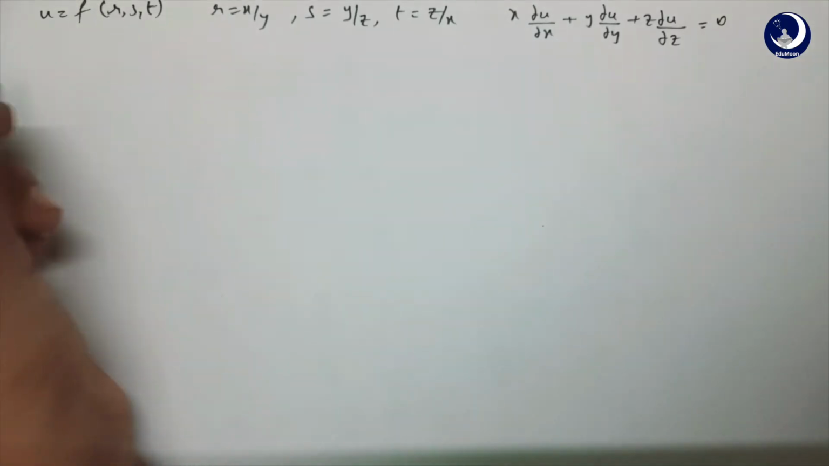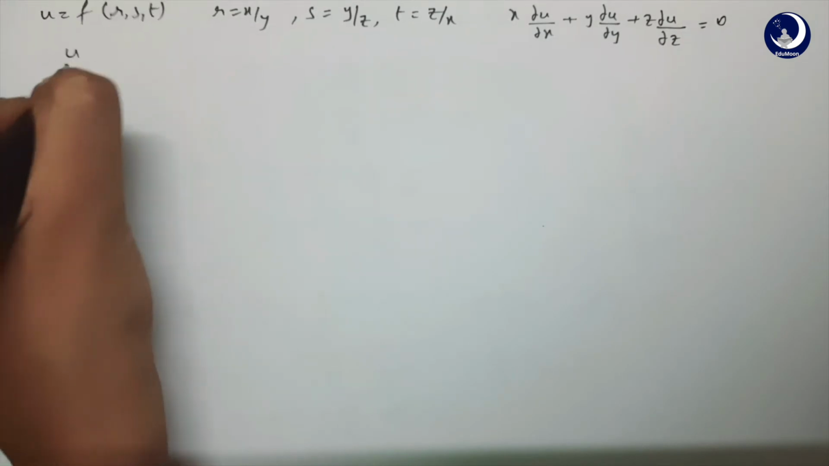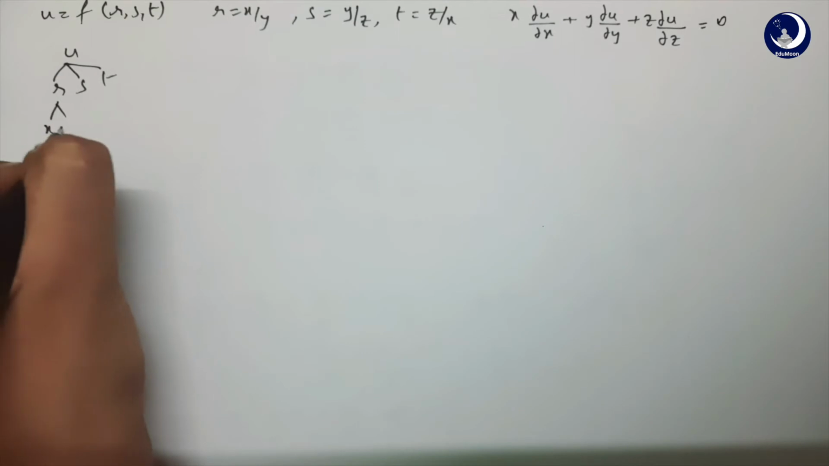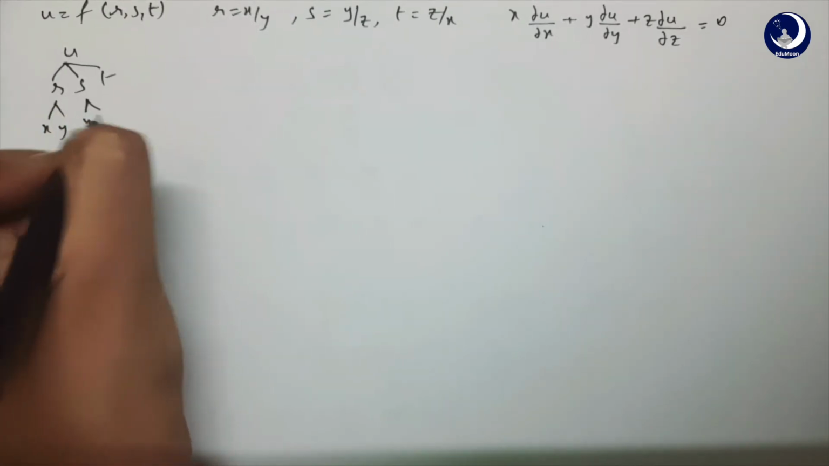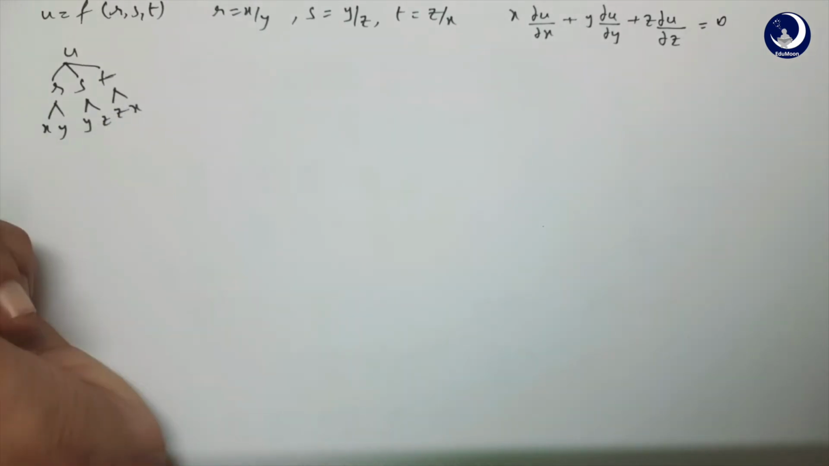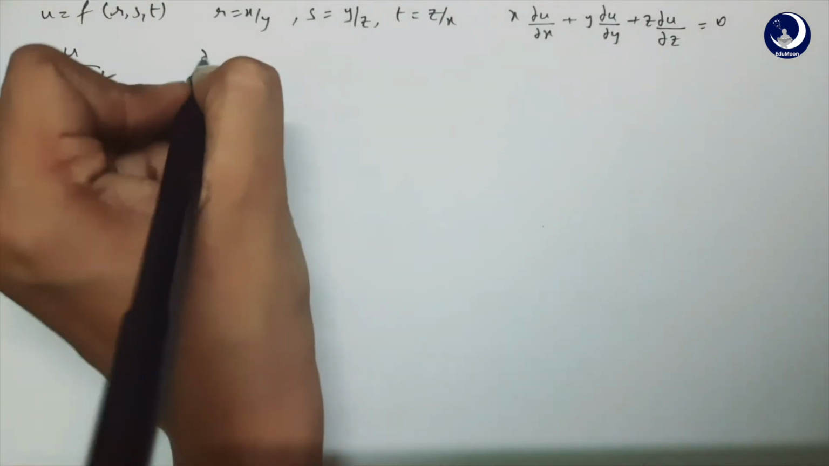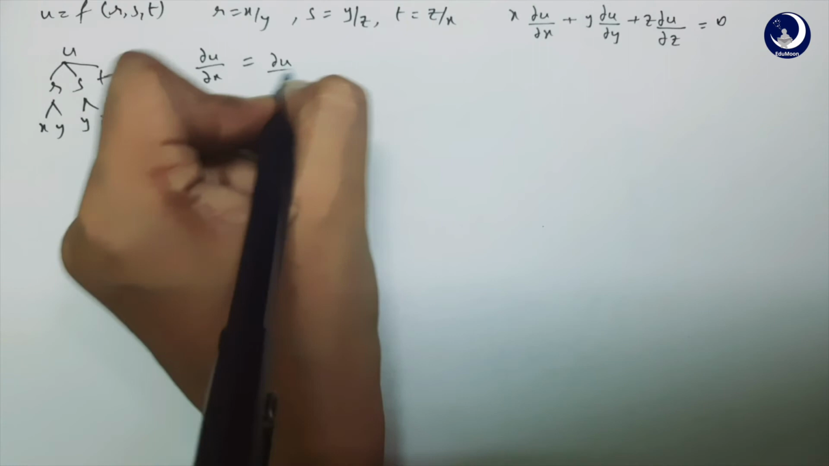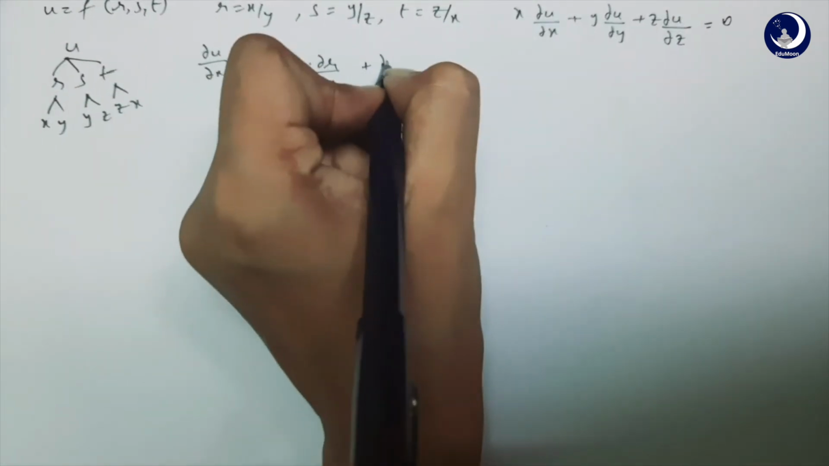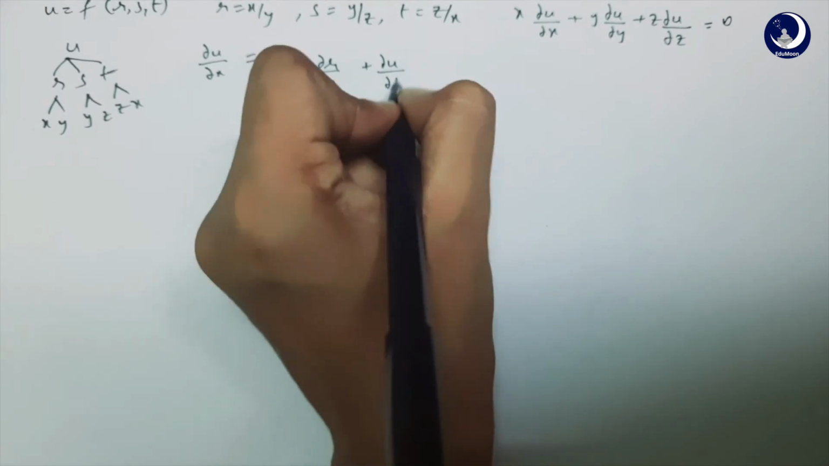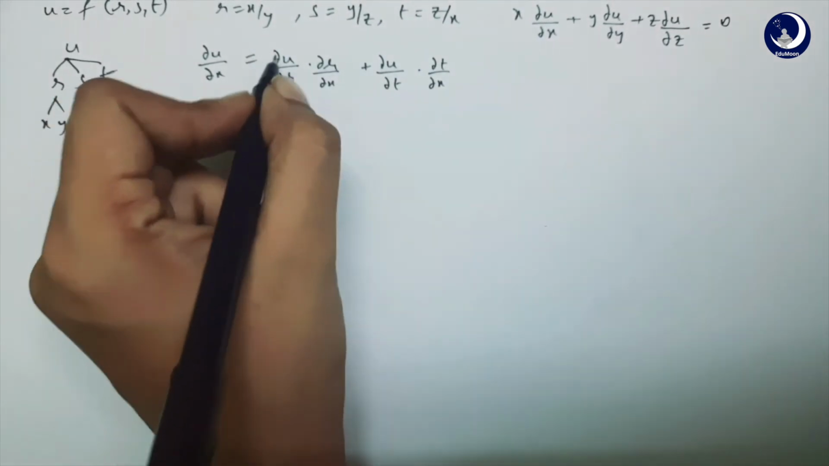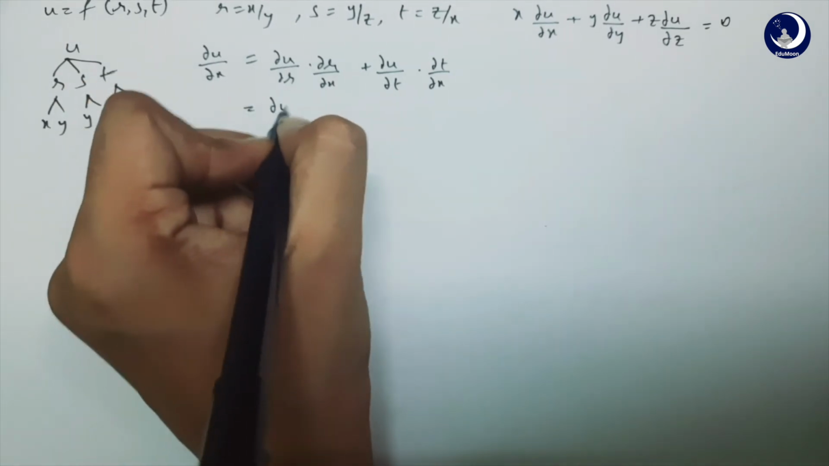So u is a function of r, s and t, where r is a function of x and y, s depends on y and z, and t depends on z and x. So let's find out ∂u/∂x. ∂u/∂r into ∂r/∂x plus ∂u/∂t into ∂t/∂x. So ∂u/∂r, we leave it as it is.